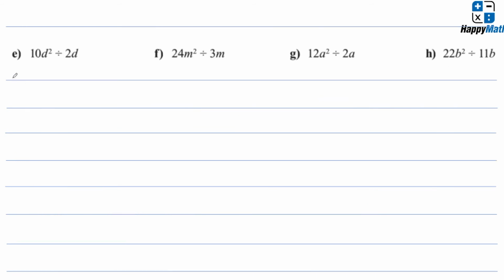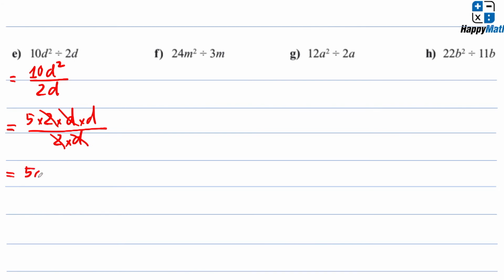For question E, you got 10d squared divided by 2d. Okay, 10 means 5 multiply 2 multiply d over 2d. The 2 here and the 2 here, we can cancel, and d and d like this. So 5d is my final answer.